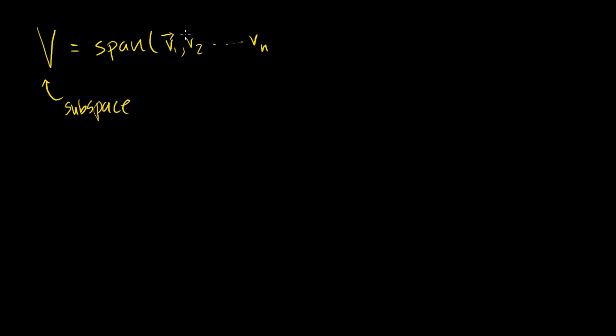So each of these are vectors. Now let me also say that all of these vectors are linearly independent. So v1, v2, all the way to vn, this set of vectors are linearly independent.